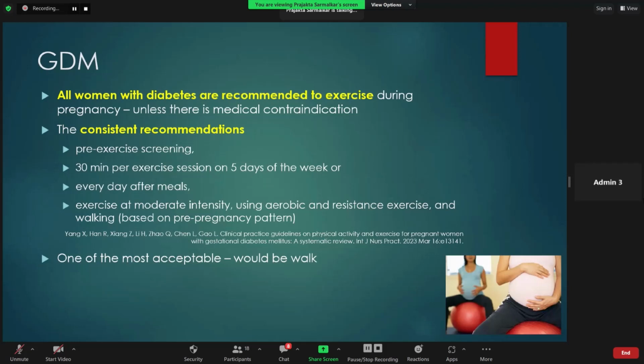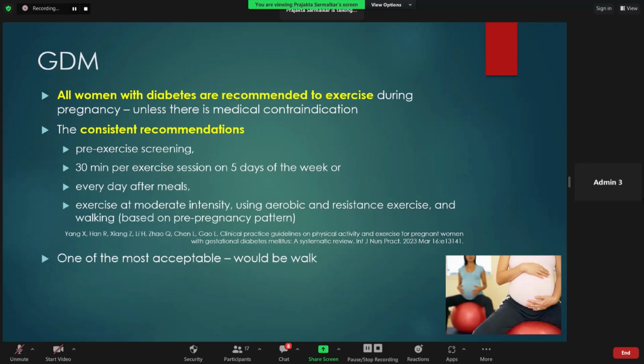They say that you can combine moderate intensity with aerobic resistance training. But given the Indian scenario, most of the women may not have experienced resistance training before pregnancy. So the acceptable form would be walking, because no family member would object to a lady walking. There could be a precious pregnancy in the family, and they would say walking is better than doing any other activities.